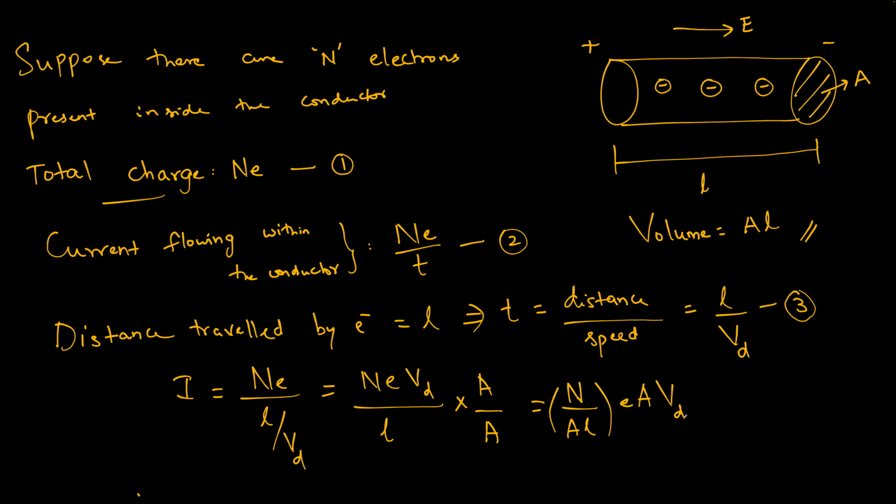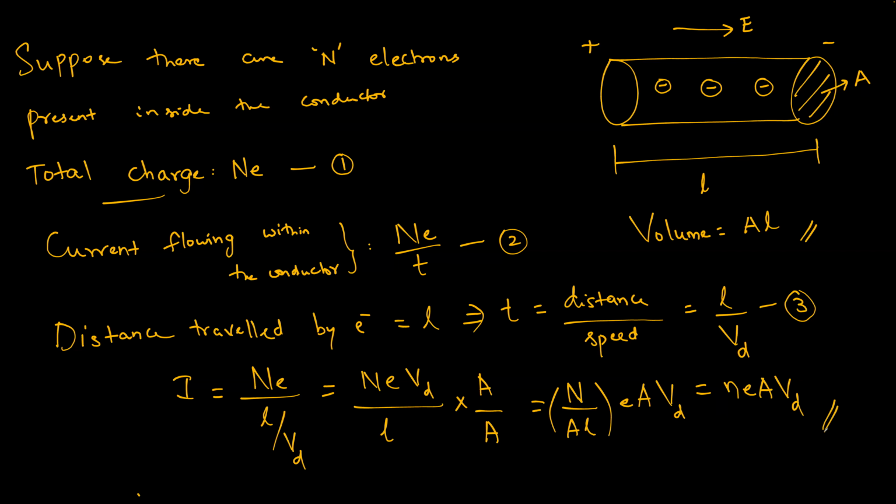Listen to this very carefully because I'll be using two terms. One is number of electrons and the other is something called number density. Throughout physics, for number you always use capital N. For number density, you always use small n. So here, the number of electrons per unit volume gives me the number density. So I will replace that with small n, into e into A into Vd. So this is going to be the final expression for the current flowing through the conductor in terms of measurable parameters.